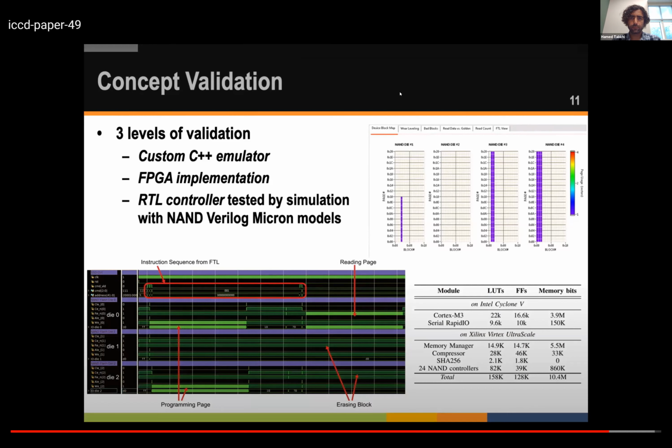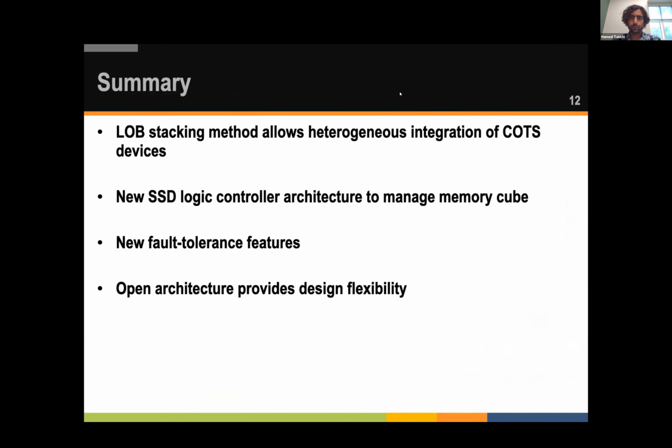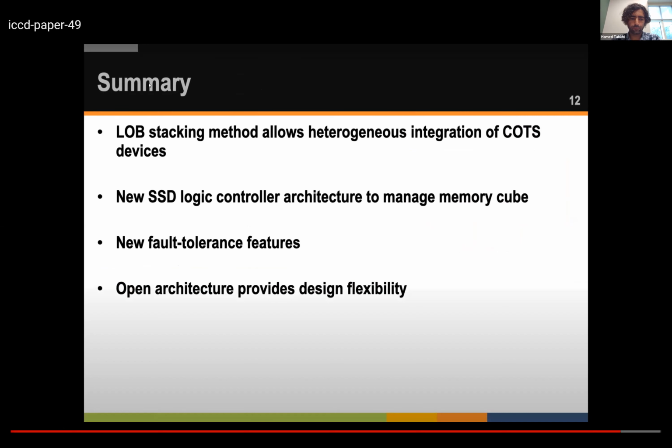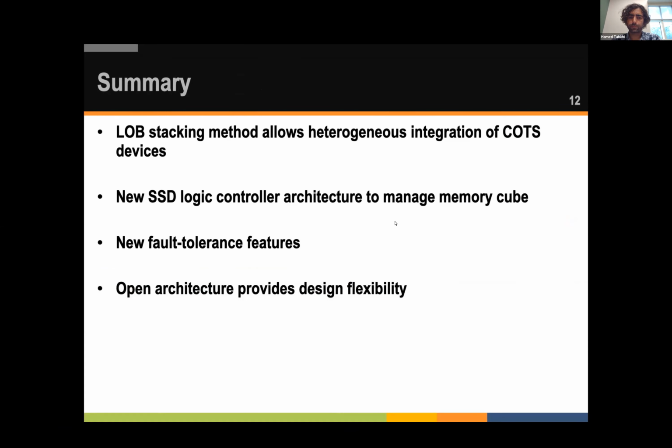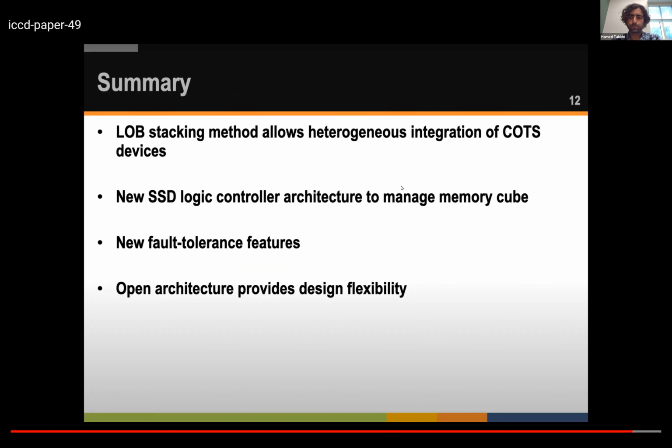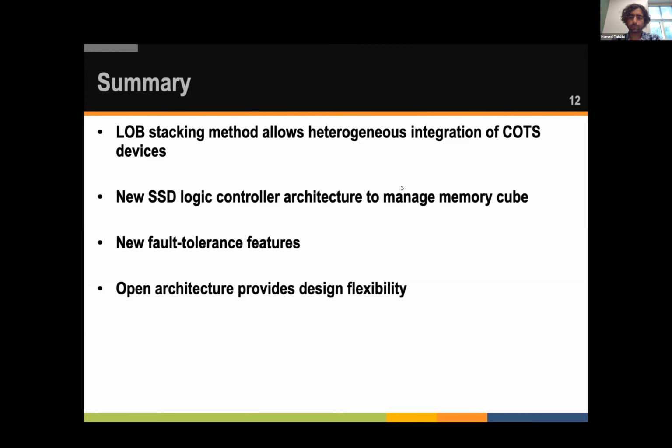To conclude, our loaf-of-bread stacking method allows the heterogeneous integration of COTS devices of NAND flash and MRAM dies into the same cube structure. Our NAND flash cube is supplemented with an SSD logic controller architecture, integrating many new fault tolerance features. We believe that our new memory package allows new space missions, which were not possible with the current memory devices. We developed our cube in an open architecture for design flexibility.